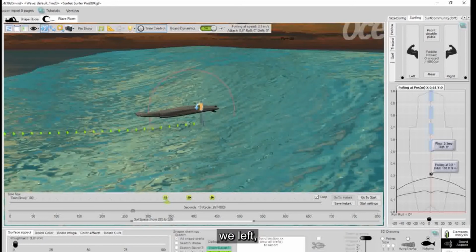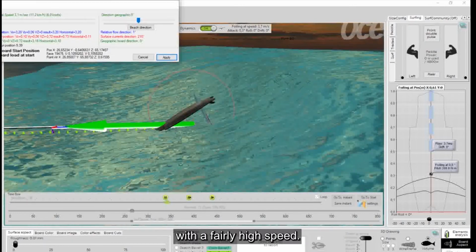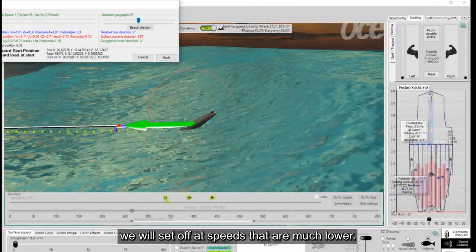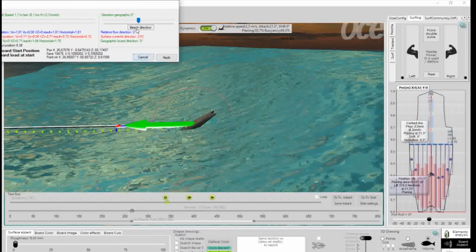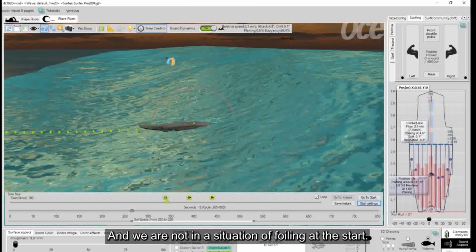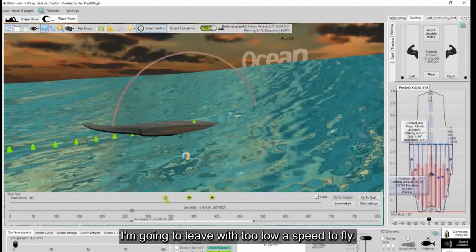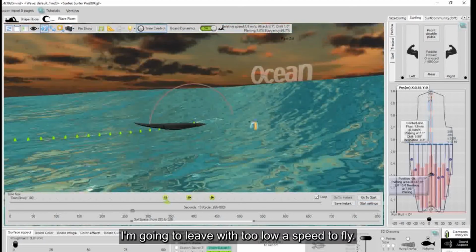We left with a fairly high speed. We will see that in reality, we will set off at speeds that are much lower. And we are not in a situation of foiling at the start. I'm going to leave with too low a speed to fly.